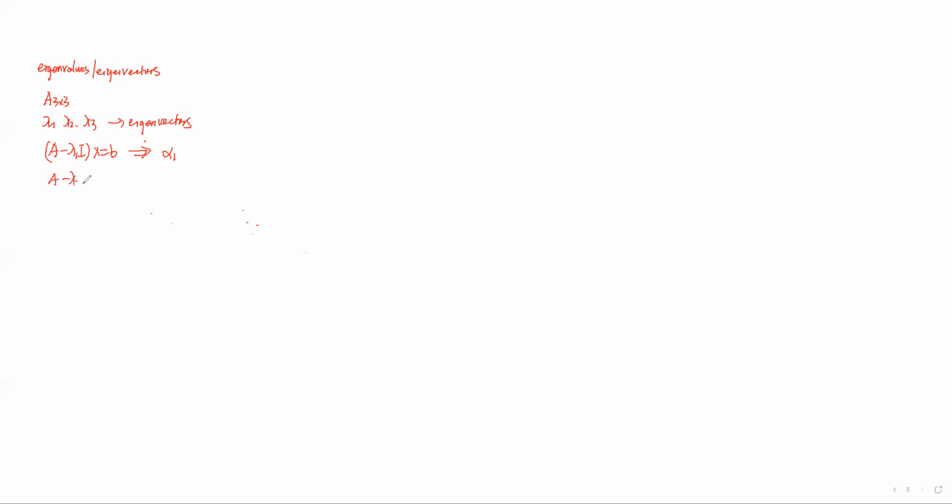You compute lambda 2 I minus A times x equals 0. You get alpha 2. This is the eigenvector associated with lambda 2. And with the same method, with lambda 3, you get alpha 3.